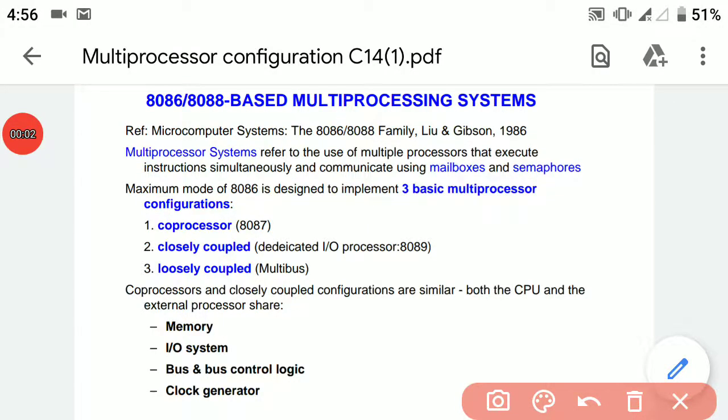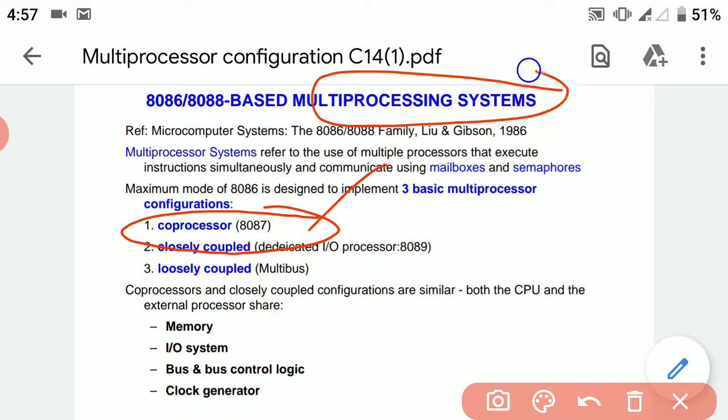Hello. Today we will discuss the coprocessor configuration, one configuration of a multiprocessor system. Actually, multiprocessor system configurations are of three types: coprocessor, closely coupled and loosely coupled. We will discuss its first type, that is coprocessor.